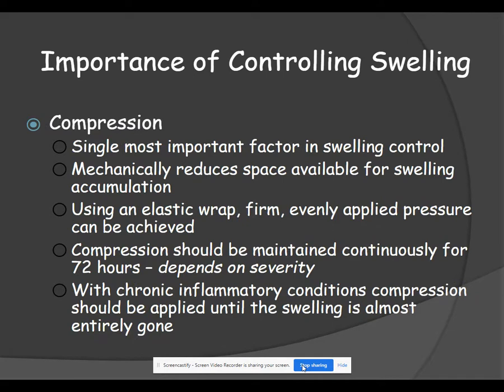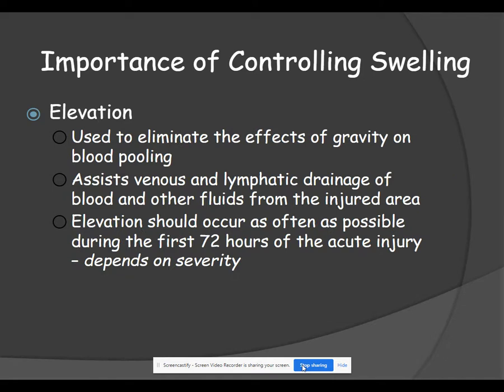Now, compression is one of the single most important factors in controlling swelling because there's just not space for the swelling to go. So when we have an elastic wrapped around, firm and evenly applied, that's going to allow for control of swelling. And then compression can be maintained for about 72 hours. So we want to make sure that we have these on as best as possible, but also that they're not on too tight so that they cut off circulation. We don't want that either. So whenever you put on a compression wrap, you always want to check for circulation in the distal body parts.